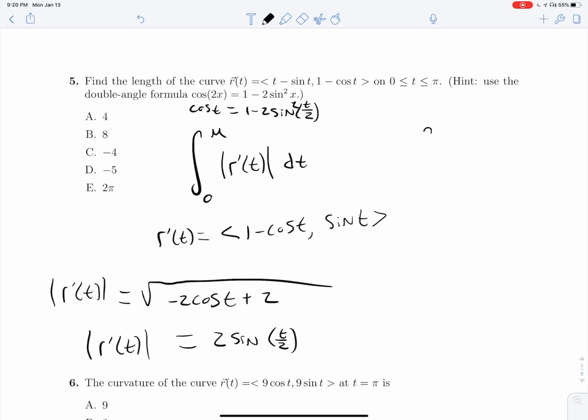So now everything's easy. We're integrating from 0 to pi and our integrand is 2 sine t over 2 dt. This will integrate and give us negative 4 cosine t over 2.